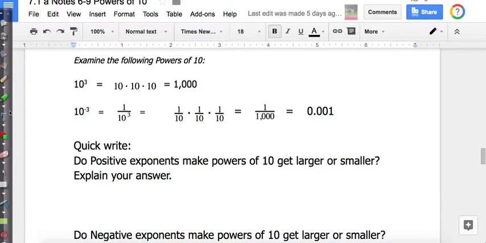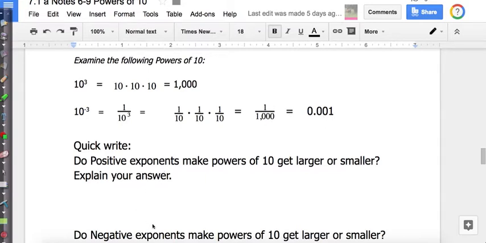So you see 10 to the third power equals 10 times 10 times 10. Notice there's 3 tens, and it equals 1,000. Now notice 10 to the negative third. I have 1 over 10 to the third, so it flips it. So negative exponent means it flips it into a fraction. And we have 1/10 times 1/10 times 1/10, which equals 1,000th. And it equals 1,000th as a decimal.